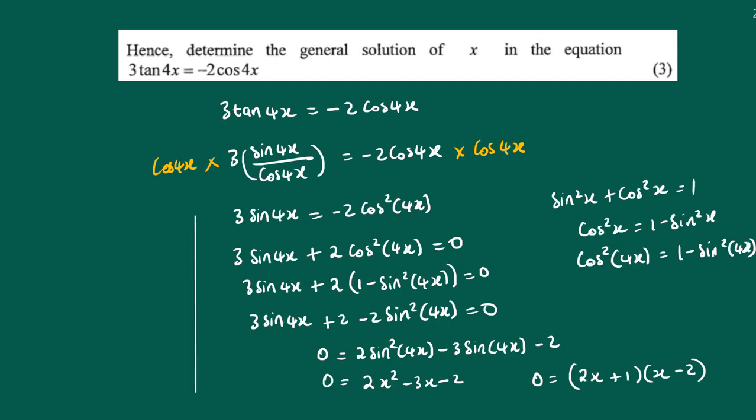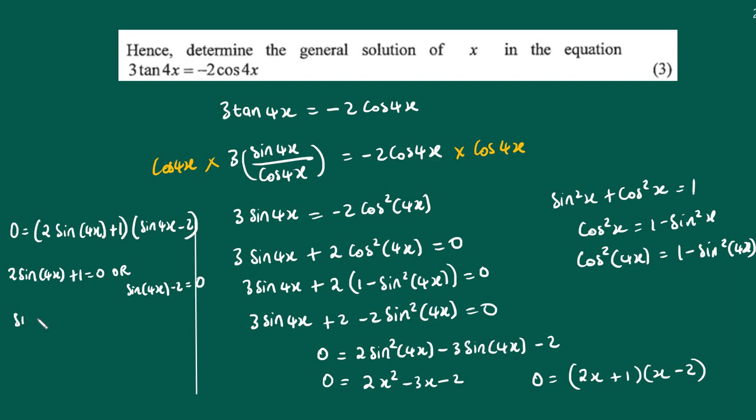Let me try to write it here. You will then say 0 is equal to (2 sine 4x plus 1) times (sine 4x minus 2). So it means you're going to have 2 sine 4x plus 1 being 0, or sine 4x minus 2 being 0.